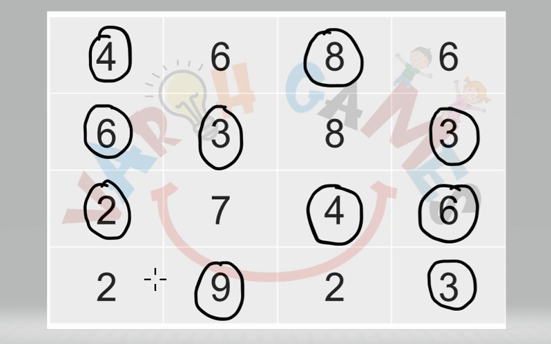Let's check for all the rows and columns. 8 plus 4, 12. 6 plus 3 plus 3, 12. 2 plus 4 plus 6, 12. 9 plus 3, 12. Similarly over here, 6 plus 4 plus 2, 12, 9 plus 3, 12, 8 plus 4, 12, and 3 plus 6 plus 3 is also 12. It was interesting, isn't it?